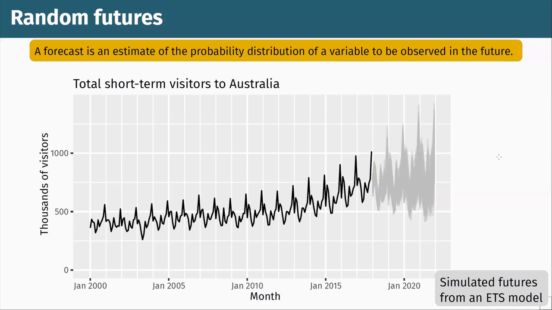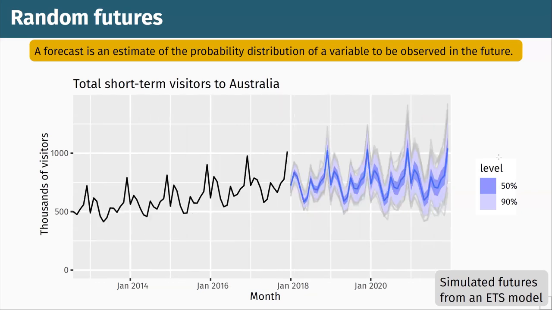So we take those possible futures and compute probability intervals based on them. The dark blue line in the middle, let me just zoom in so you can see it a little better, is the average of all of those possible futures. The darker shaded region contains 50% of the possible futures, and the lighter blue shaded region contains 90% of the possible futures. You can see behind them, some of the futures lie outside the 90% region. In fact, 10% of them do.